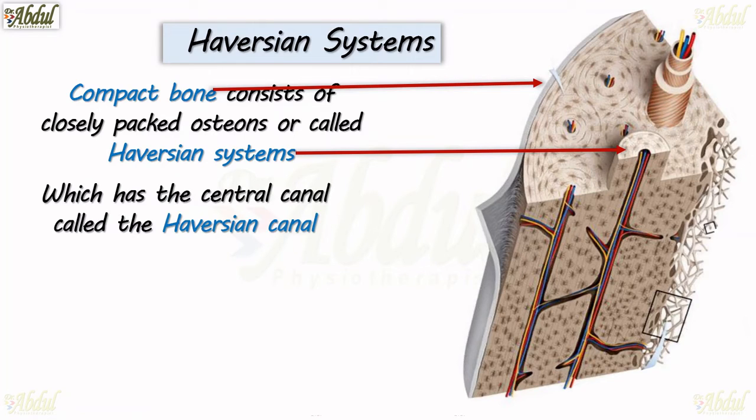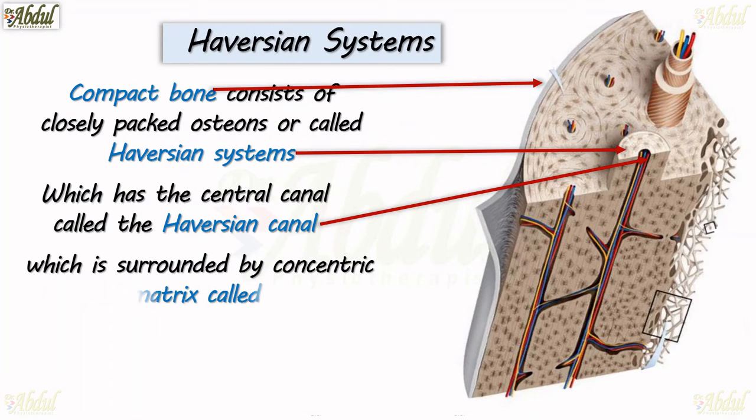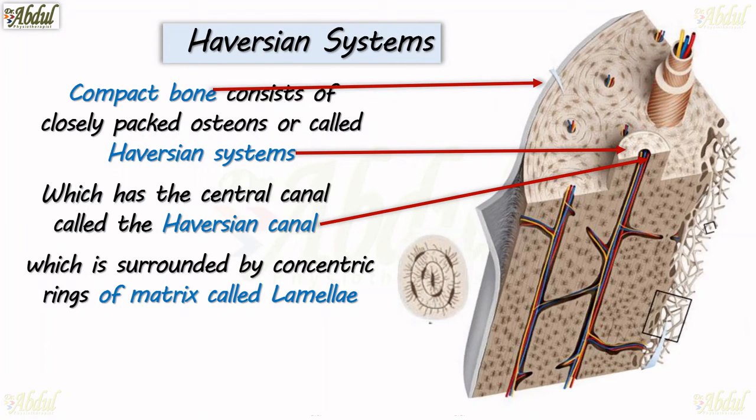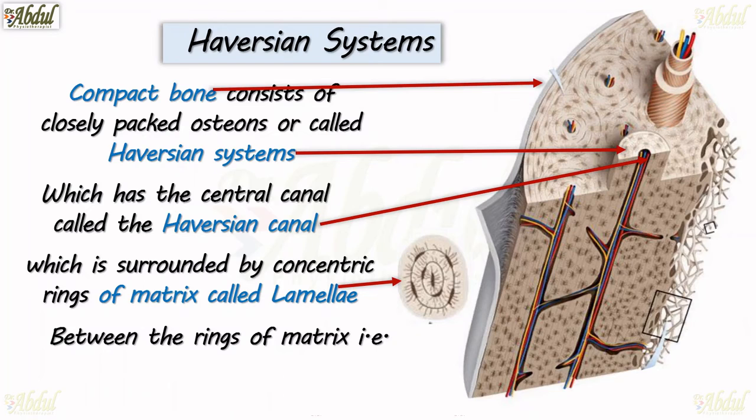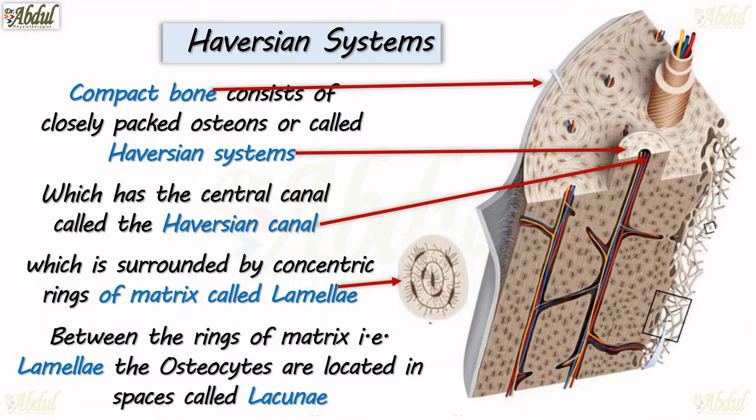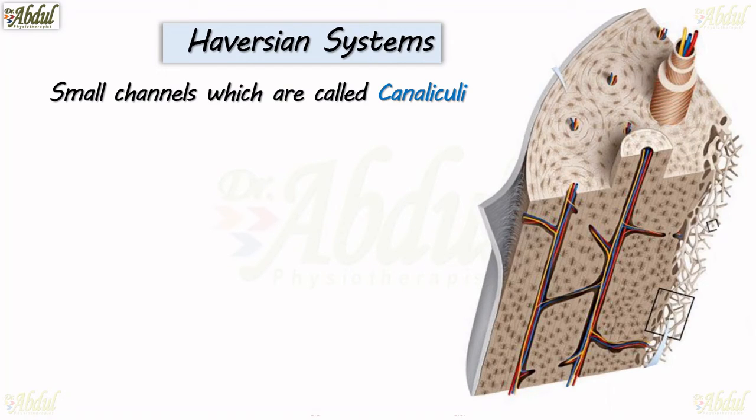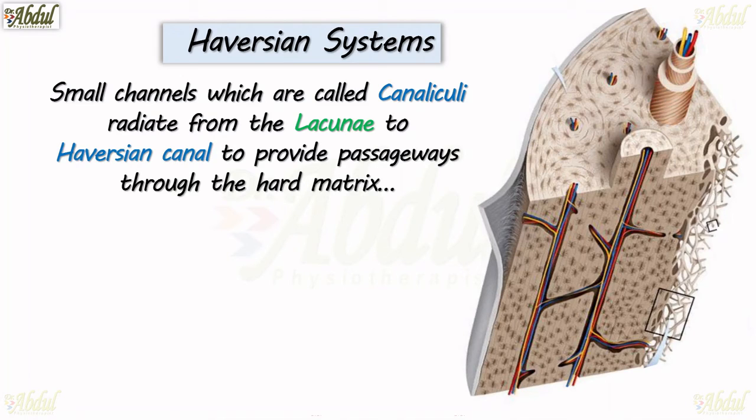which has a central canal called the Haversian canal, as you can see here, surrounded by concentric rings of matrix called lamellae. Like this, if you remove it from that cut section, it will look like this, lamellae. Between the rings of matrix, the osteocytes are located in the spaces called lacunae. Small channels called canaliculi radiate from the lacunae to the Haversian canal to provide a passageway through the hard matrix. Here you can see the canaliculi, which are interconnected and crisscross each other.